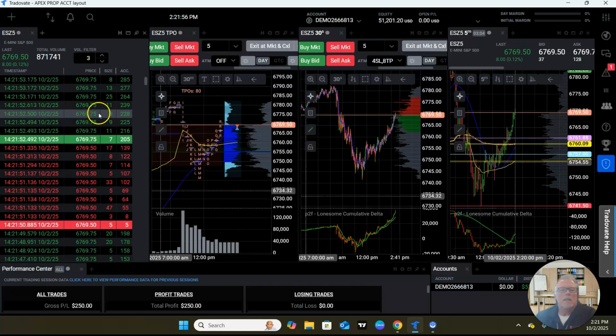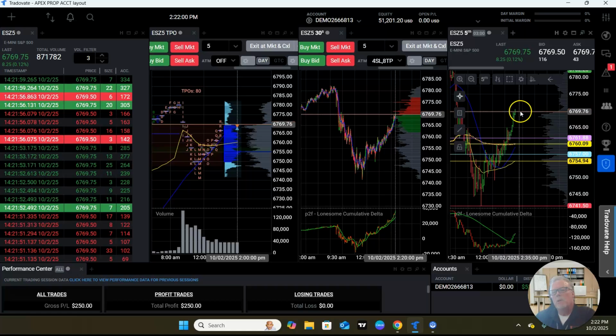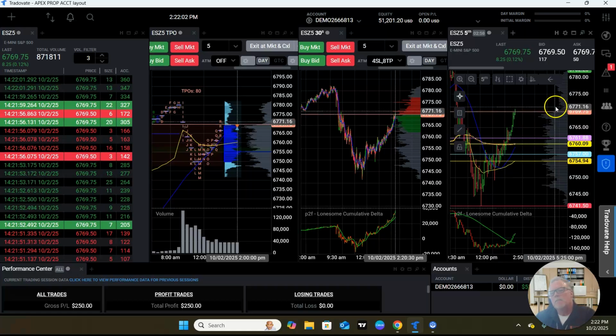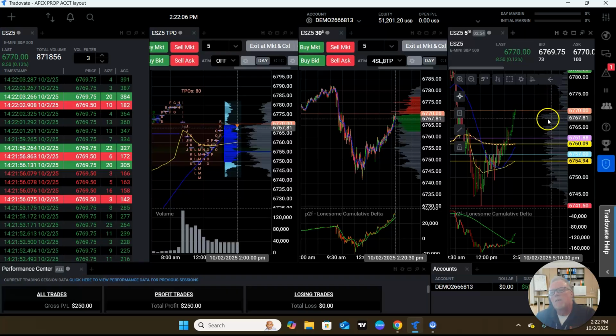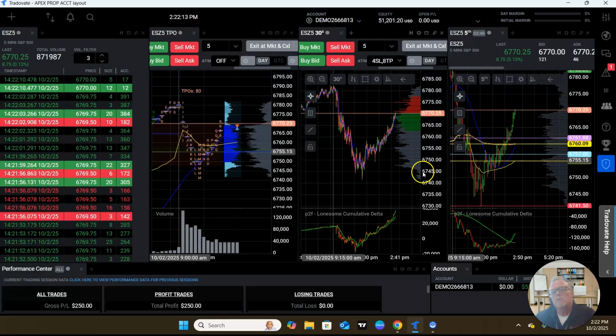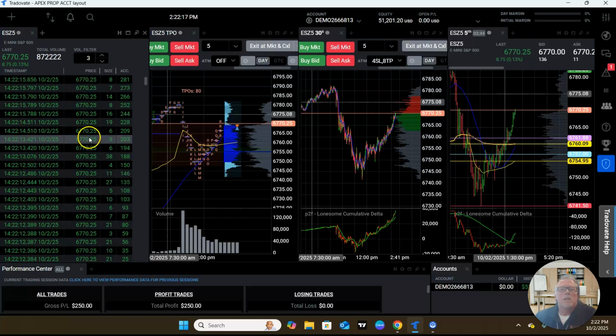And watching that and my time and sales over here, if I get to this point here, I know it's not a lot of volume seeking to go higher right there. Not a lot of interest. So I'm looking to the higher probabilities for me to go short, which I just did. We made $250 on that trade.